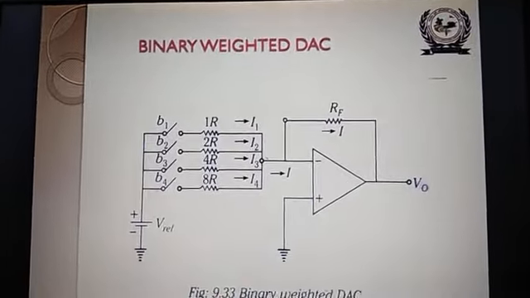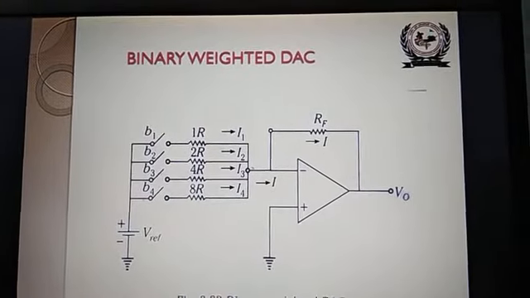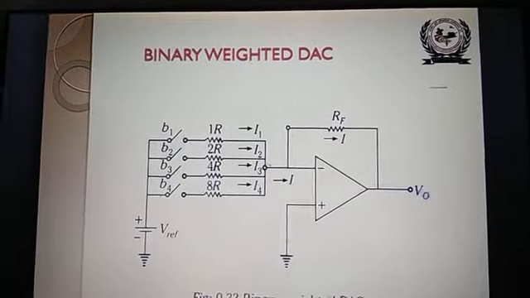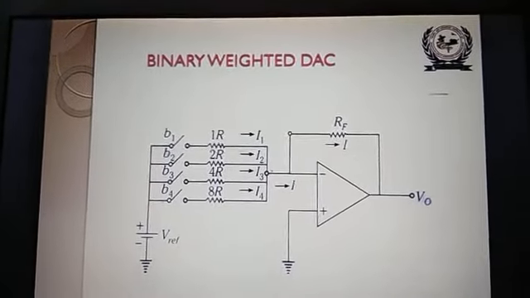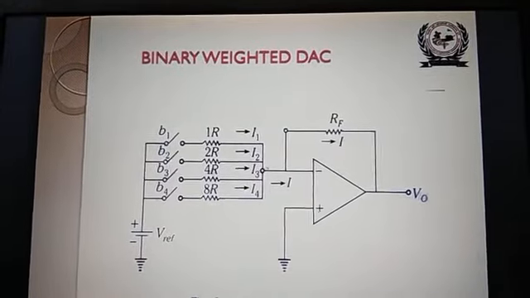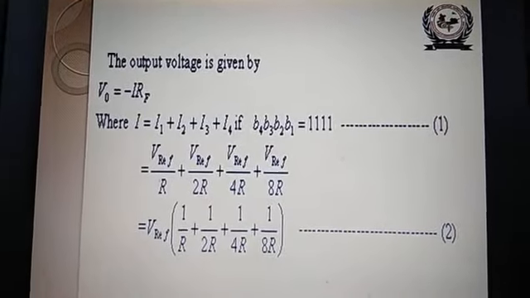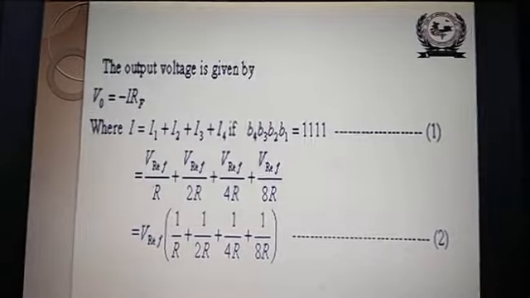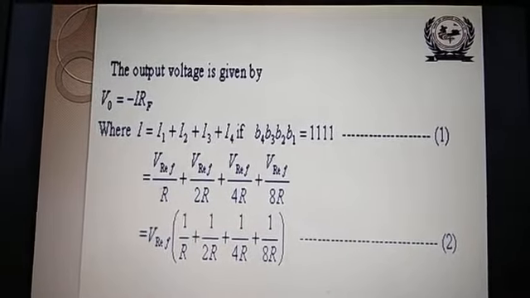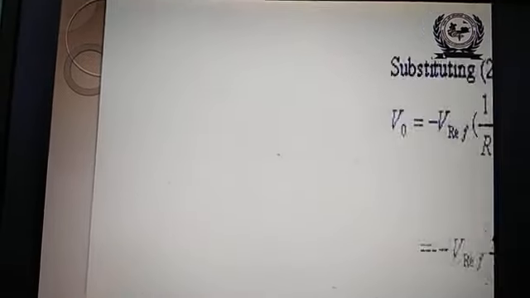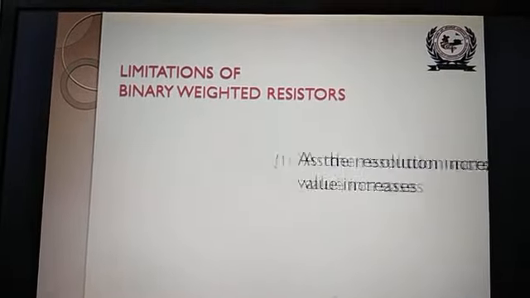In this circuit we have seen the binary weighted DAC. V reference is applied to switches which will provide the binary values B1, B2, B3, B4 digits, and the resistances are connected. Weighted resistances are connected, R, 2R, 4R, 8R, etc. And RF is the feedback resistance. This is the output which we have seen. Current is I1 plus I2 plus I3 plus I4. If B1, B2, B3 and B4 are 1, 1, 1, 1, then we have seen this output.